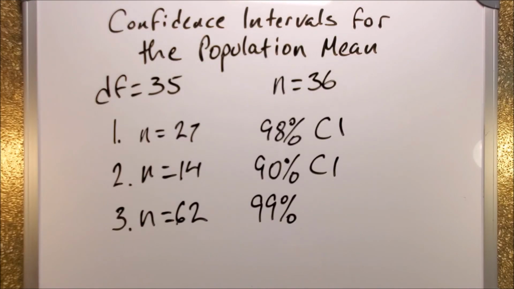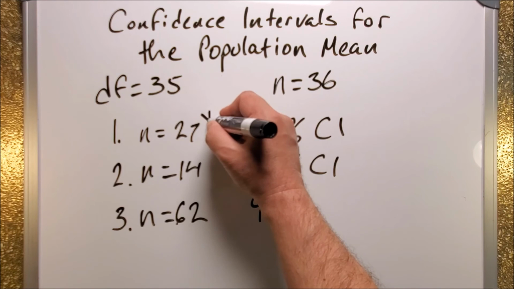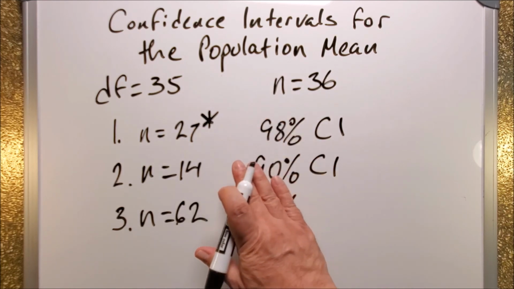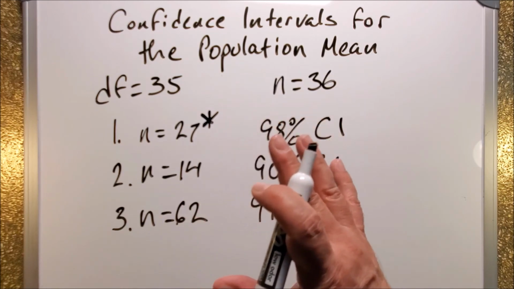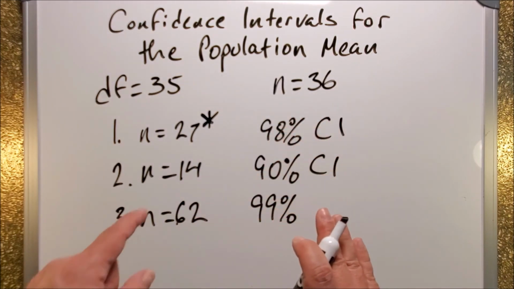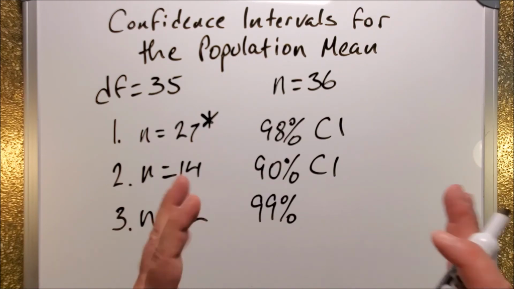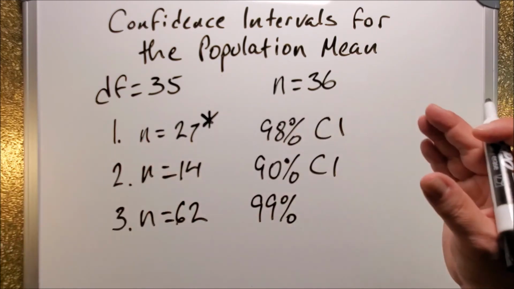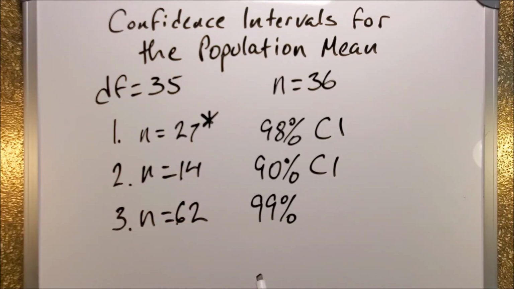Let's try these. Let's propose a situation where your sample size was 27 and you're looking for a 98% level of confidence. Please remember that if your sample size is less than 30, you still need to have some other alternative way of assuring yourself that the population distribution is normal, because your sample size doesn't do that for you anymore. So you'd have to have, again, from the student's perspective, a test question that said the population is normally distributed or something along those lines to proceed.